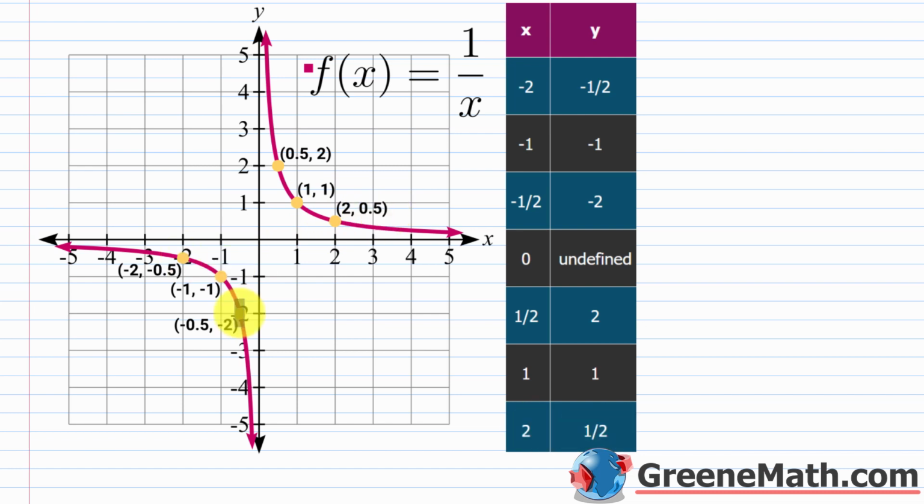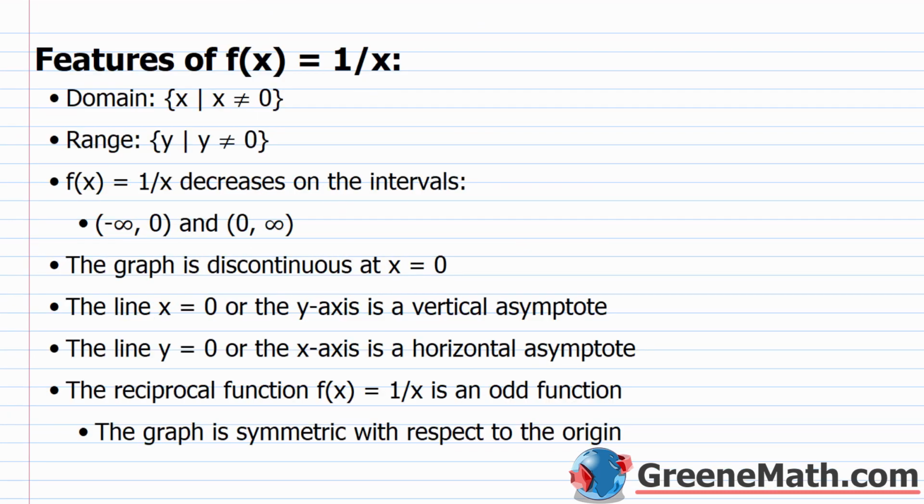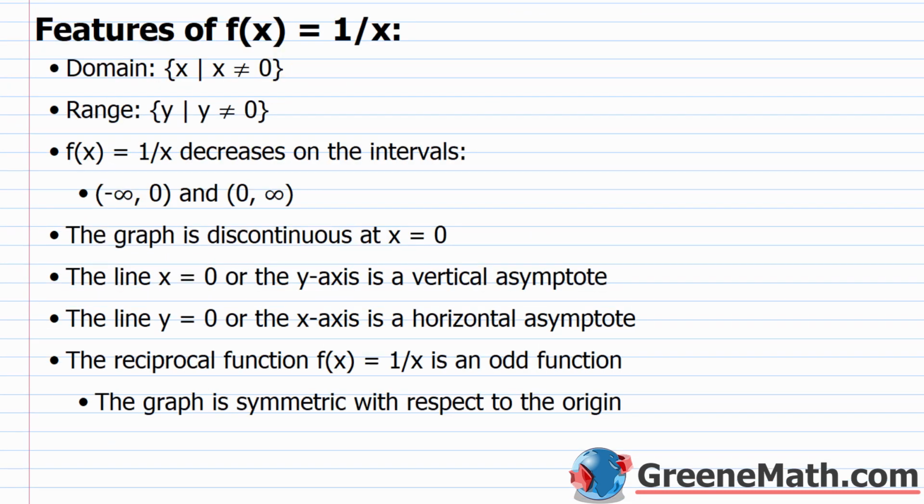So this point, this point, this point, this point, this point, this point, that's really all you need, along with the fact that you have a vertical asymptote, which is x equals 0, and a horizontal asymptote, which is y equals 0. So if you know that, you can make this graph pretty easily. Then when you think about the features of your f of x equals 1 over x, again, just think about the graph that we just looked at.